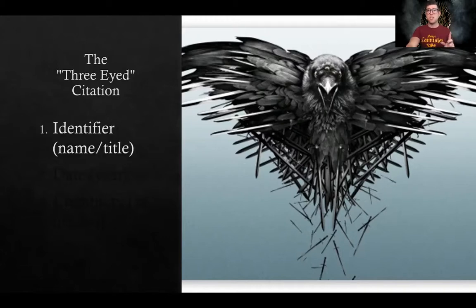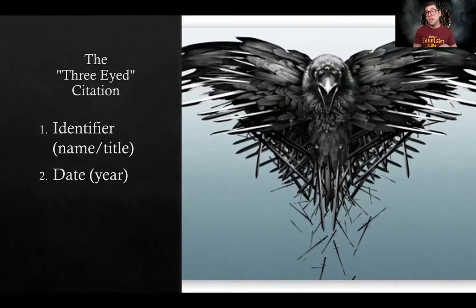First, every source that you provide in your speech needs some sort of identifier. Maybe that's the name of an author. Maybe that's just the title of the article. But you need to tell me what this is or who this is.